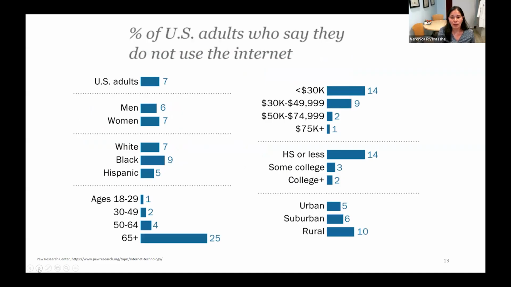And so, for example, a little bit of data, this was from the Pew Research Center. You could see here this percentage of US adults who say they do not use the internet. And the largest group, as you can see here, is the over 65 age bracket. So that again is the population that we are often working with.